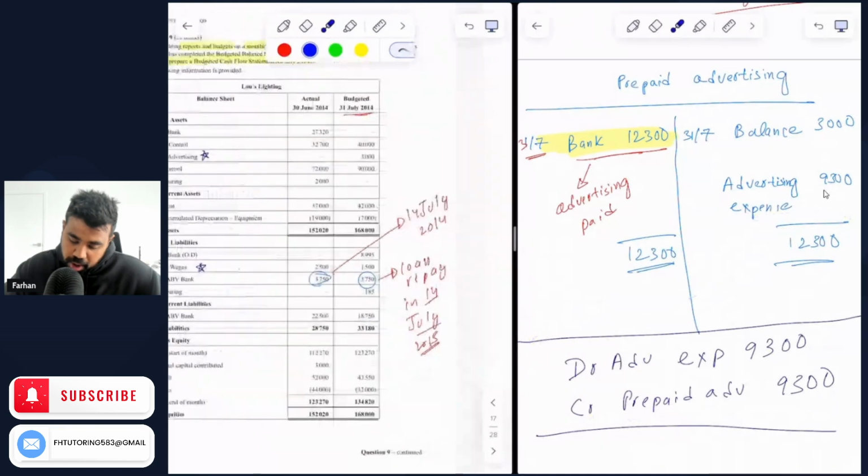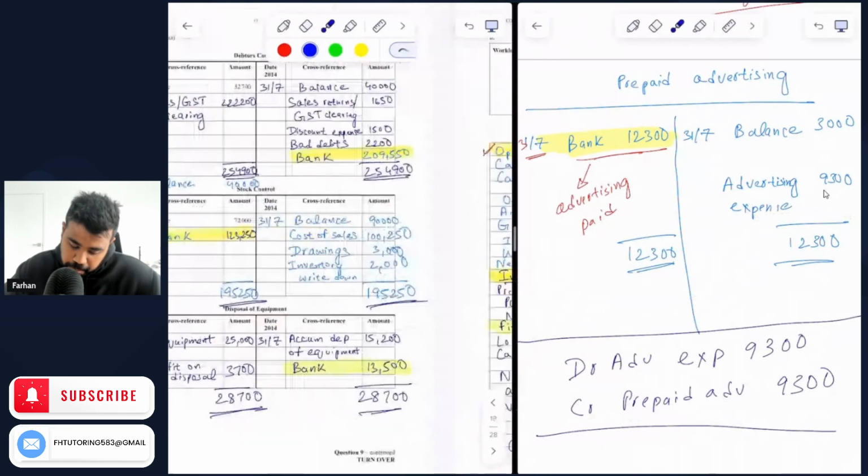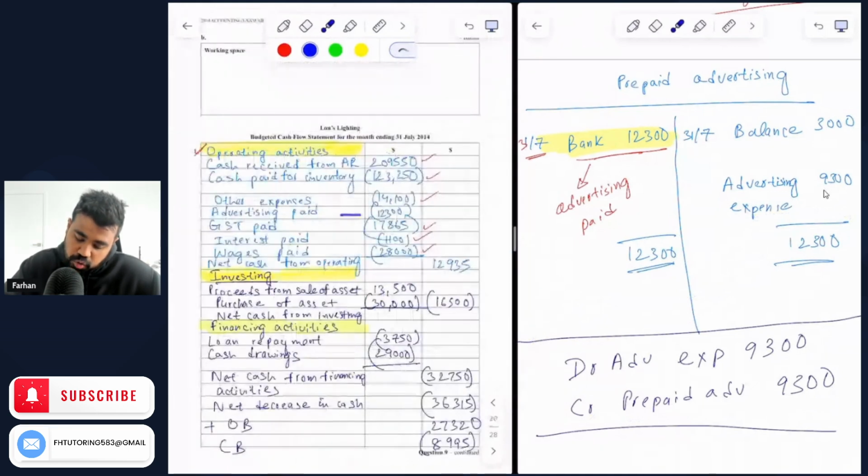So let's go back to the operating activities section. And you can see advertising paid of 12,300 negative as well. So now you add everything up. Add and subtract whatever you need to do, and you should see the net cash from operating activities to be 12,935 positive. Make sure to write the entire thing, net cash from operating activities. I just didn't have enough space, so I got lazy and I wrote net cash from operating. Okay.